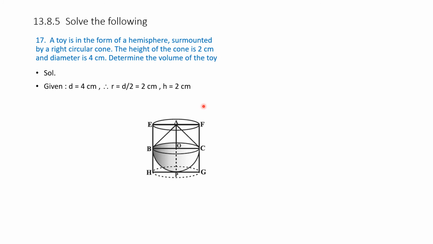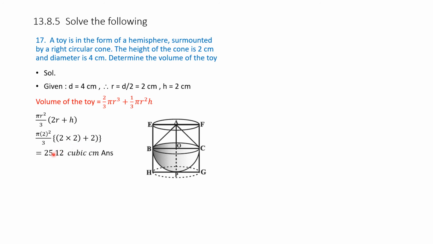Given D is equal to 4, therefore R is equal to D by 2 is equal to 2 cm and height is 2 cm. Therefore, volume of the toy is given by 2 by 3 pi r cube plus 1 by 3 pi r square h. This is hemisphere. That is pi r square by 3 into 2 r plus h. Therefore, it is pi into 2 square divided by 3 into 2 into 2 plus 2. Therefore, it is 25.12 cubic centimeter. This is the answer.